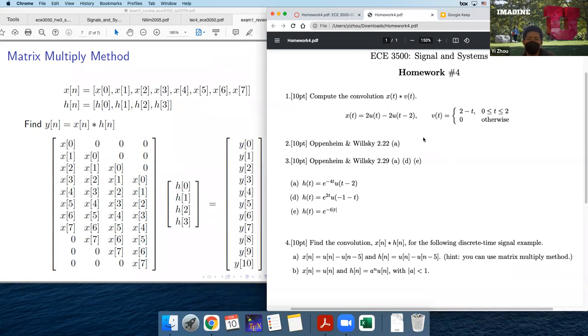Okay, so I guess I will stop here. If you have questions regarding the rest of the homeworks, we can discuss them in the office hours. But in the exam, the convolution will not be as complex as this one. Okay.